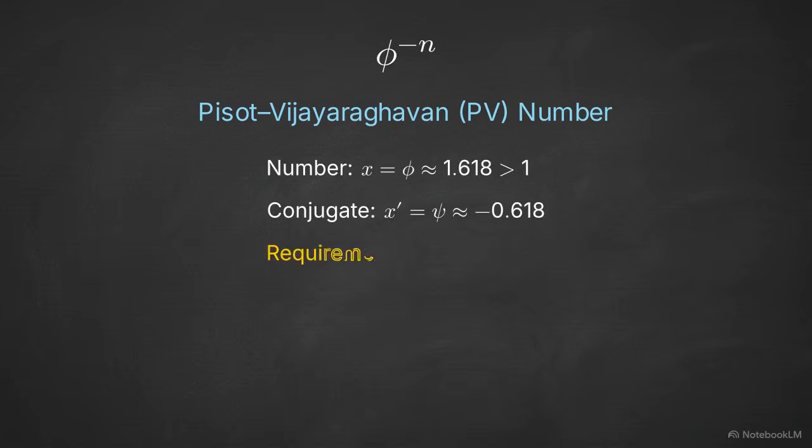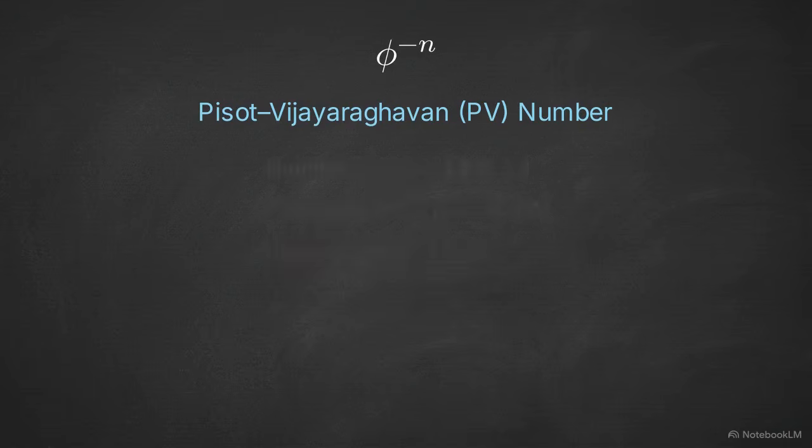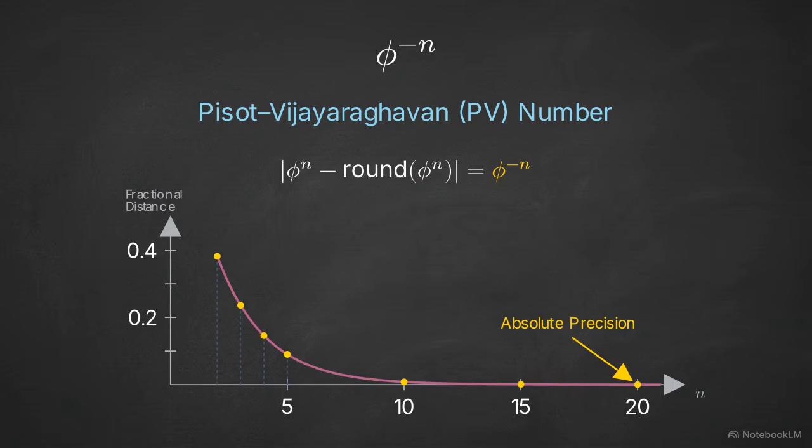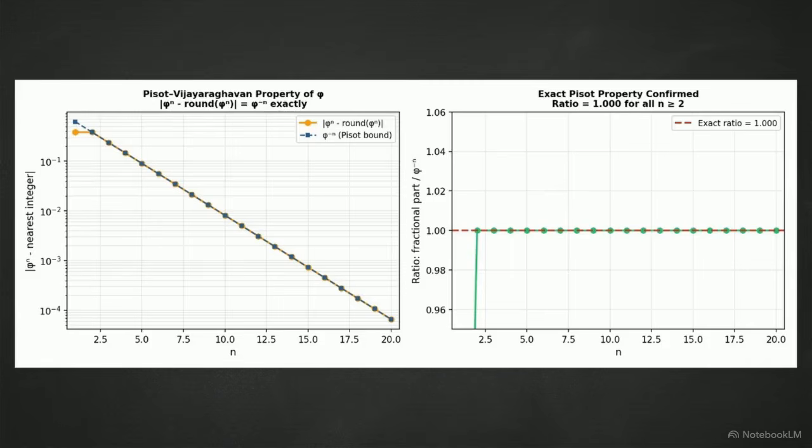A PV number is a real algebraic integer greater than 1, whose conjugate has a modulus strictly less than 1. Because the conjugate of phi is roughly 0.618, raising phi to successive powers causes the fractional part of the number to shrink, converging toward whole integers with absolute precision. This graph confirms that exactitude. It shows the ratio of phi's fractional part against its predicted exponential bound. For all values of n greater than or equal to 2, the ratio locks dead on 1.000 to machine precision.